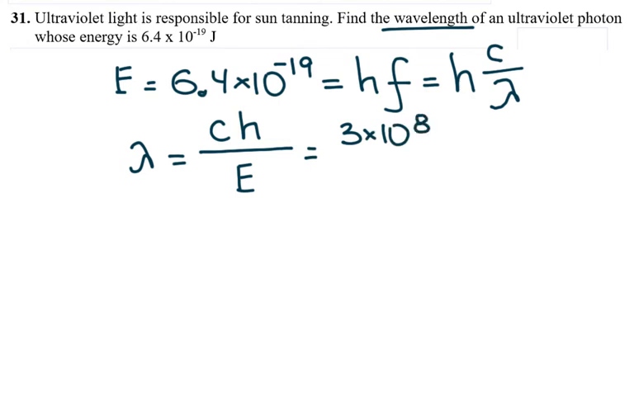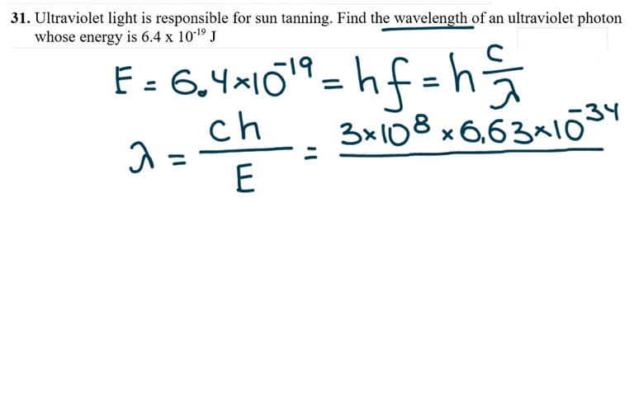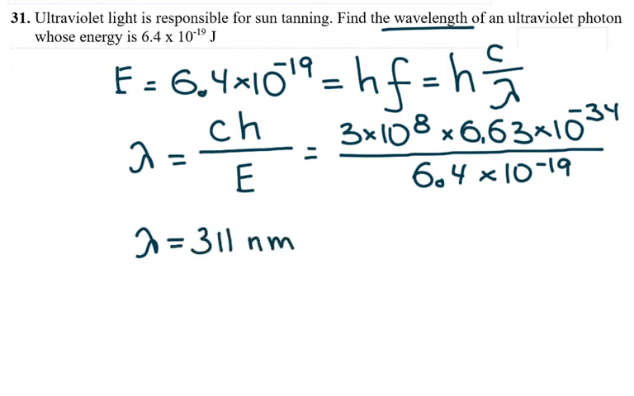Now I'm going to plug in the numbers, and I have 3 × 10^8. The energy is given in joules, so I'm going to plug in Planck's constant in joules, 6.63 × 10^-34. I'm not going to make that mistake here. Then divide by the energy that is given, which is 6.4 × 10^-19. So the wavelength of ultraviolet light is equal to 311 nanometers, and nano means 10^-9.